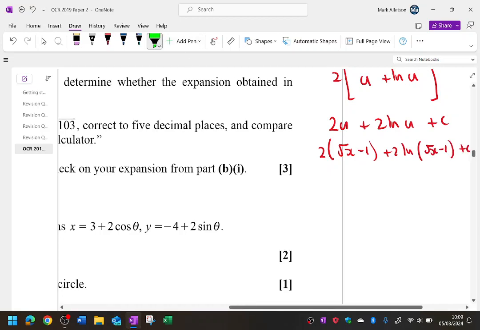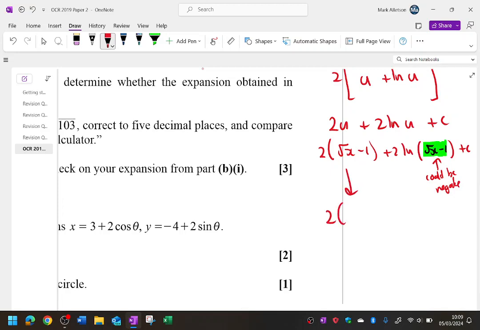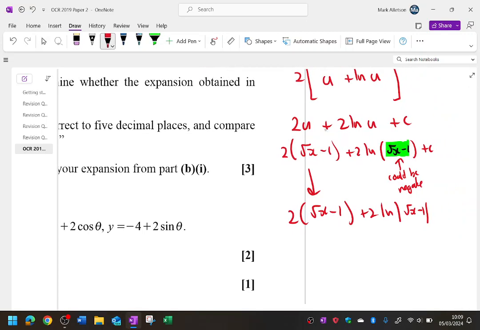But if we consider what's in here, there are situations when this could be negative. So this could be negative, could be negative. So therefore you have to have absolute values around that. So your final answer is 2 root x minus 1 plus 2 ln modulus root x minus 1, and I'll just squeeze on a plus c at the end. Okay.